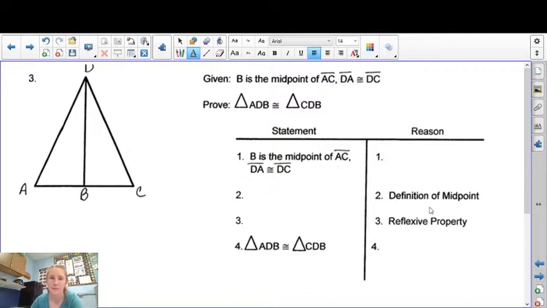Oh, perfect. Guess what, guys? Where's my mouse? There it is. My given's already written for me. Yes. So all I have to do is go given. Woohoo!